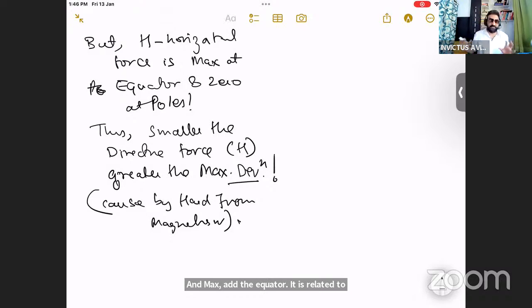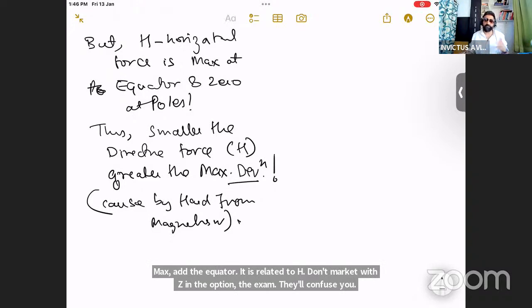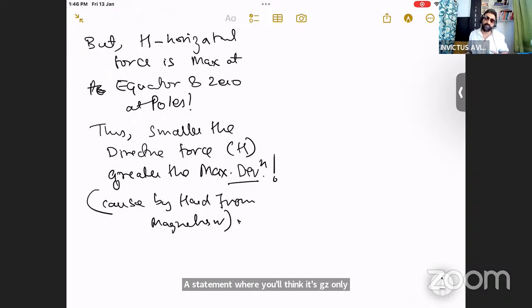In the exam option, they'll confuse you with a statement where you'll think it's Z, vertical only, because everywhere we talk about vertical only. This is the reason I'm specifying these directly. Otherwise, even after studying so much and knowing everything, you might unnecessarily, without your fault, because the language was so confusing, end up losing a few marks.